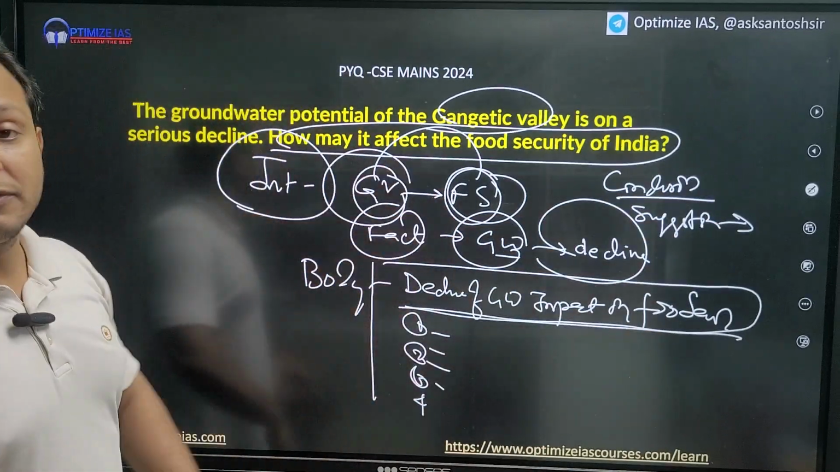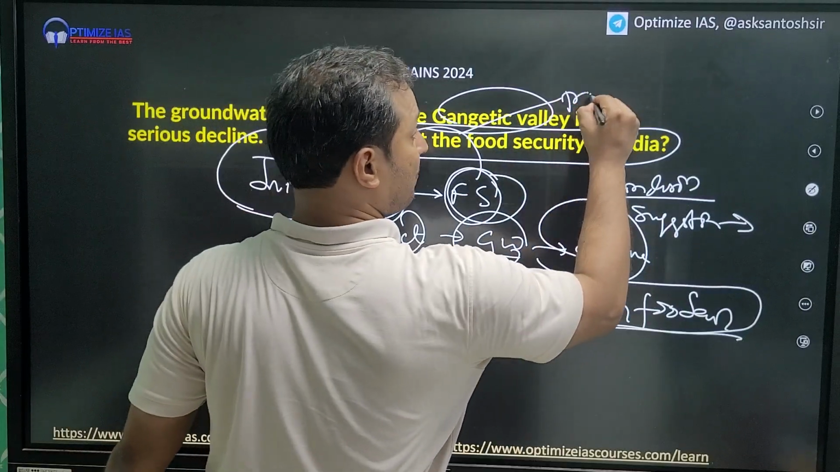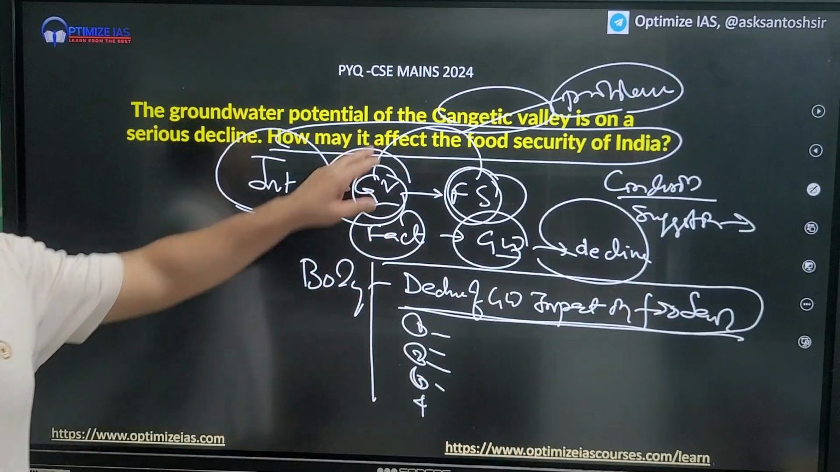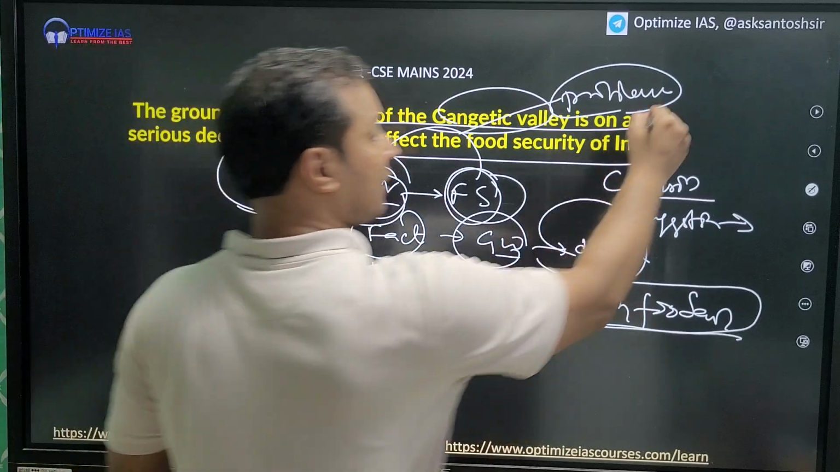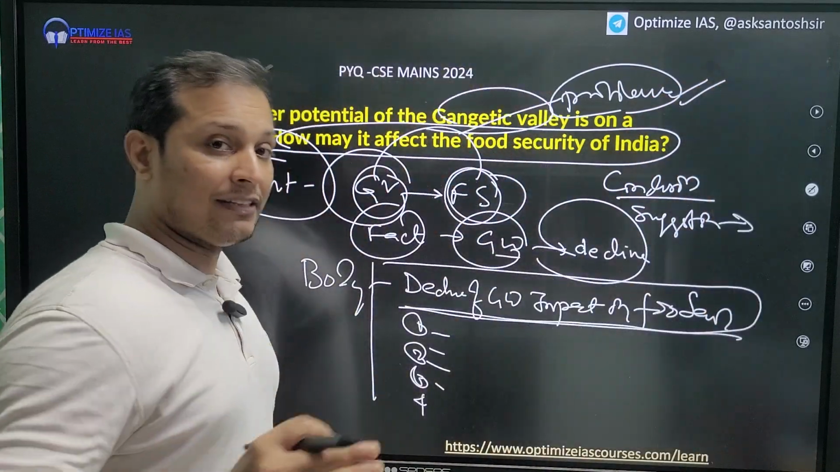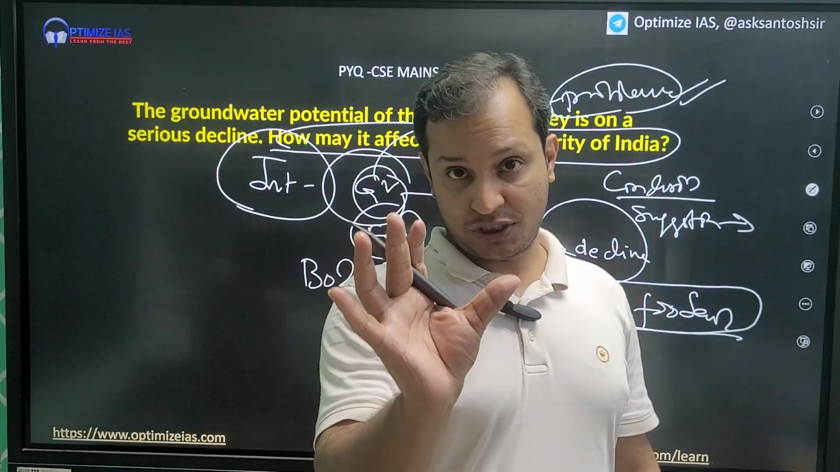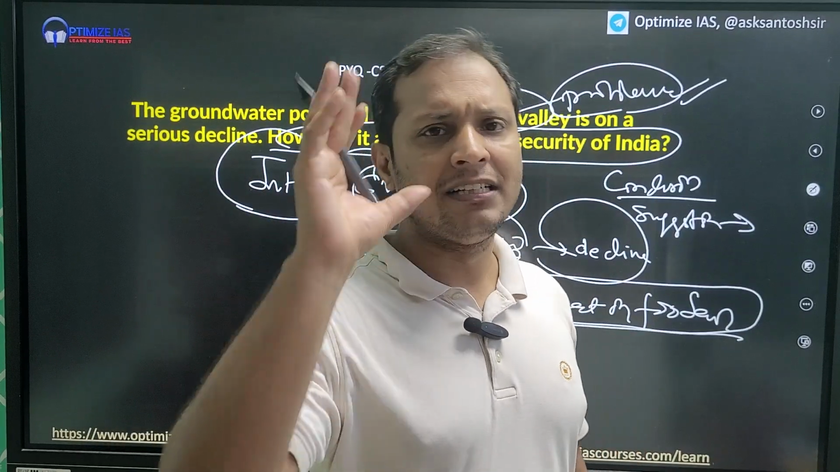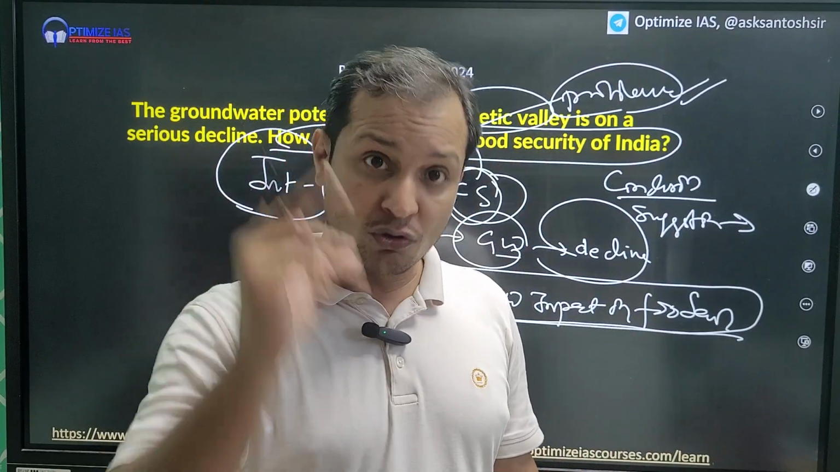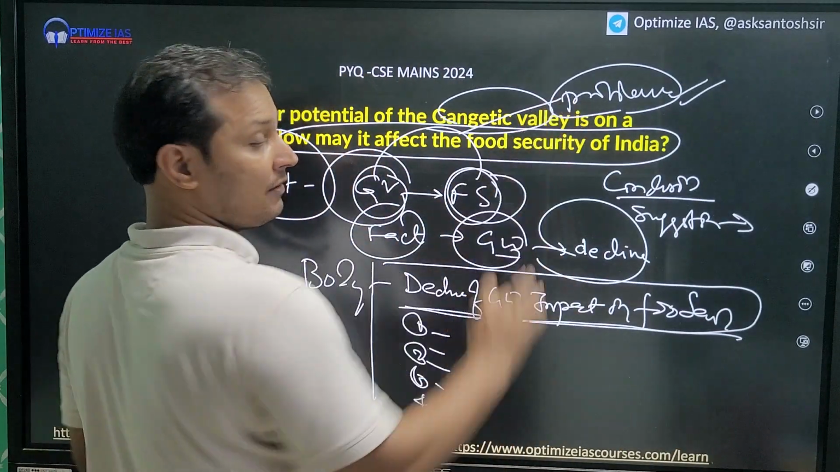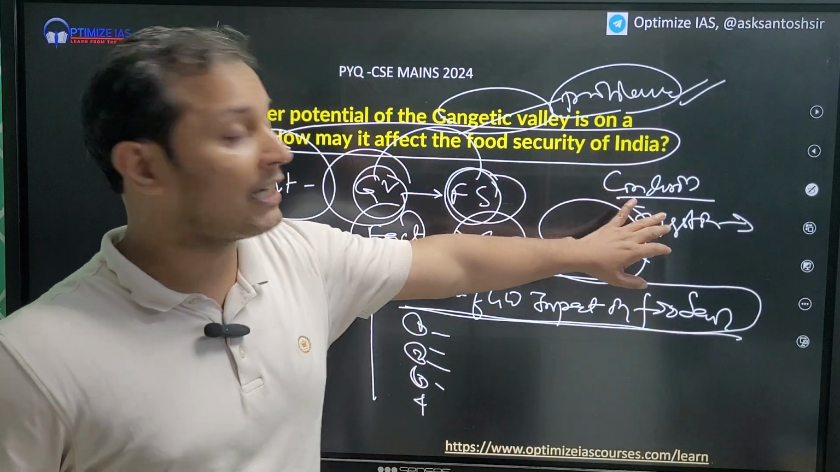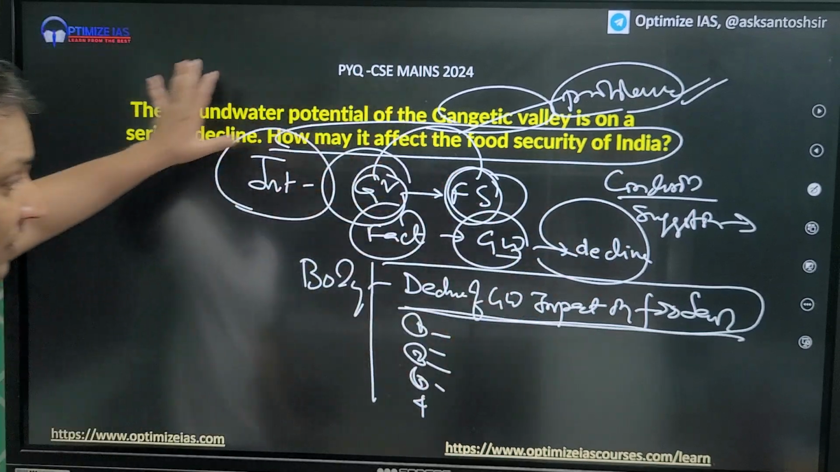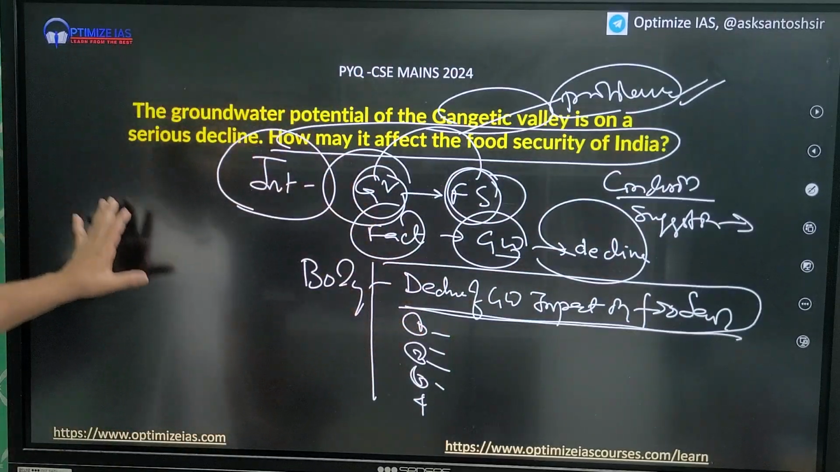Why do you need to give suggestions? Because it is talking about a problem. Whenever the question is talking about a problem, here the problem is groundwater decline. So always, whenever there is a problem question, generally people ask, sir, even if it is not asked, shall we write the suggestions? Yes, you should write suggestions if it is a problem question. How to write suggestions, that I will also explain in this video. So this is the overall structure of the question. I hope everyone is clear.